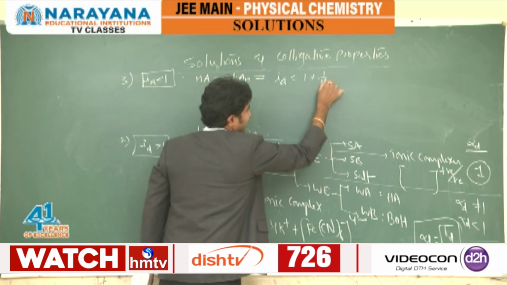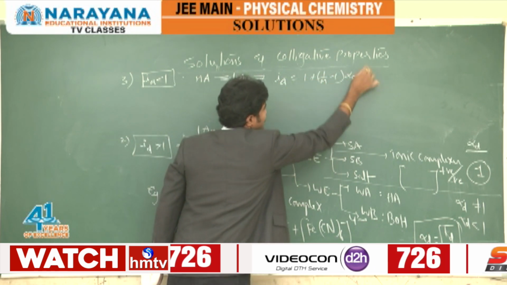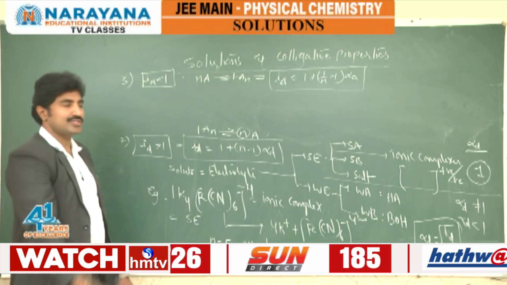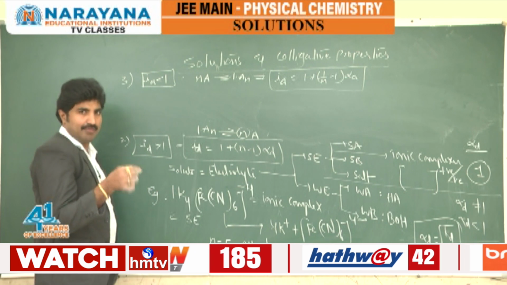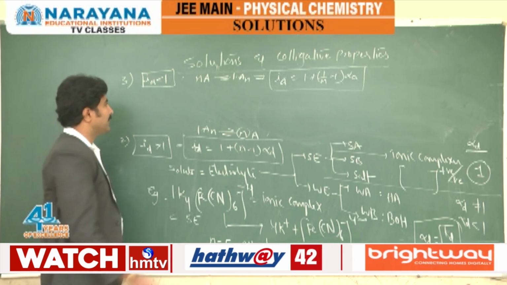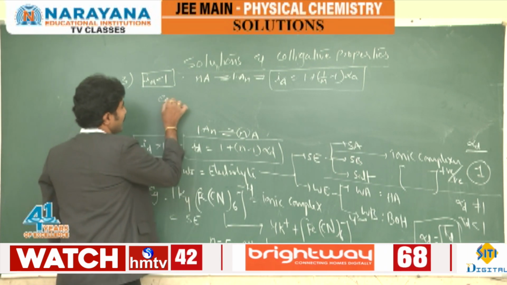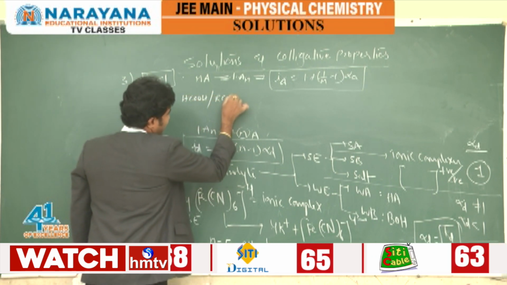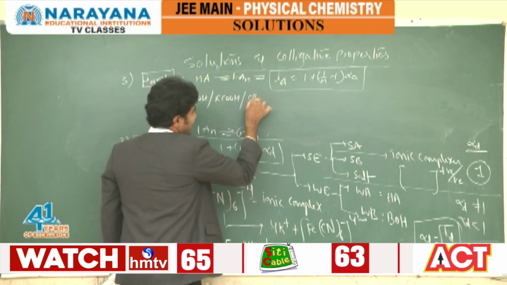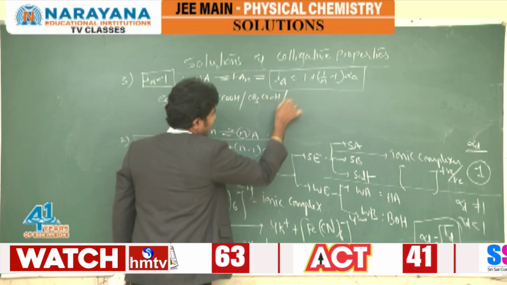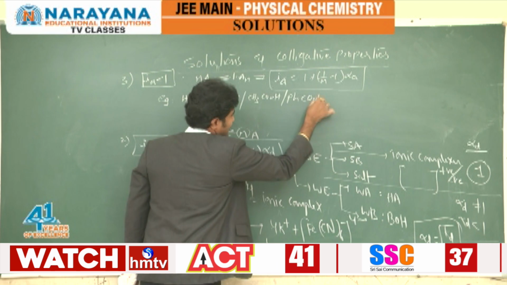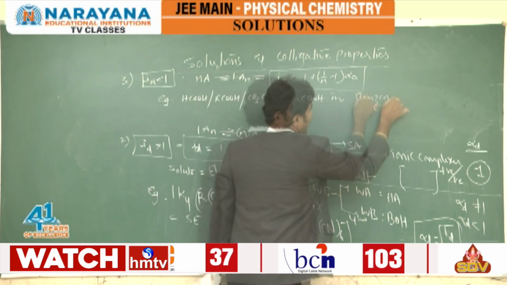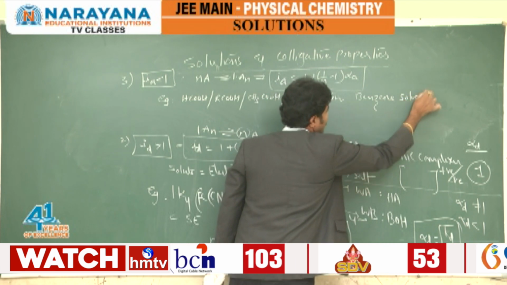1 plus (1/n minus 1) into alpha association. So this is i association, where association takes place. As per our syllabus, they will mainly provide this information: whenever formic acid or any carboxylic acid, or acetic acid or benzoic acid, PhCOOH, is taken in a benzene solvent or a non-polar solvent, what happens?